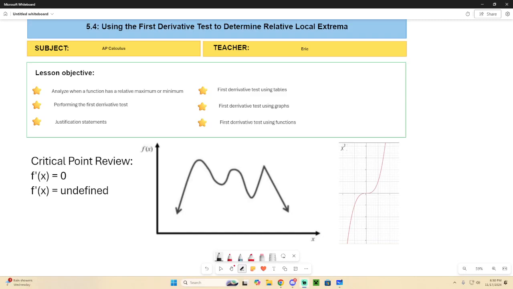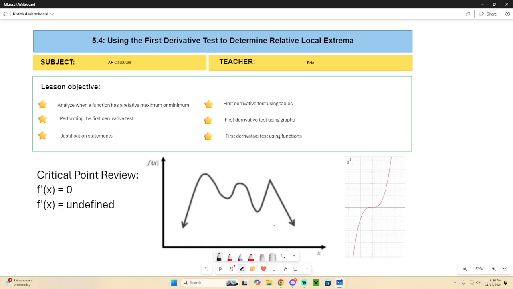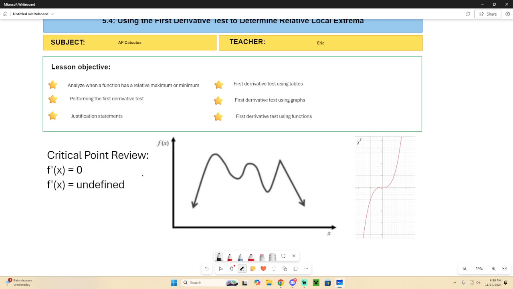Hey guys, welcome to Unit 5.4, using the first derivative to test and determine local extrema. Let's start with a quick critical point review. So a critical point is when the derivative is 0 or when the derivative is undefined.